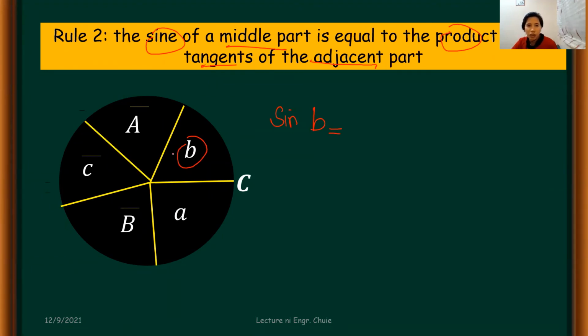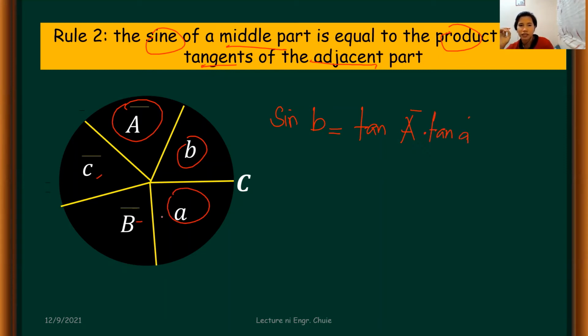Kung si B, opposite niya ay si C bar and B bar. So when we say adjacent, yung word na adjacent, that means yung katabi. So sine B equals tangent of this one, tangent of A bar times tangent of A. Okay? So, same is true kung, for example, yung B prime, B bar.